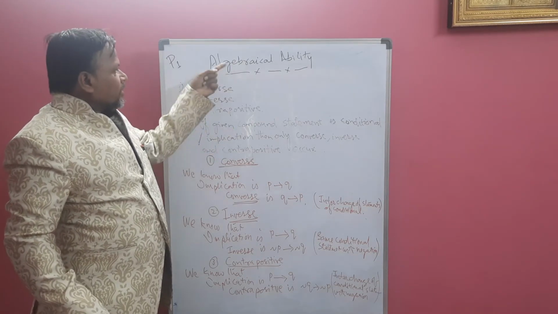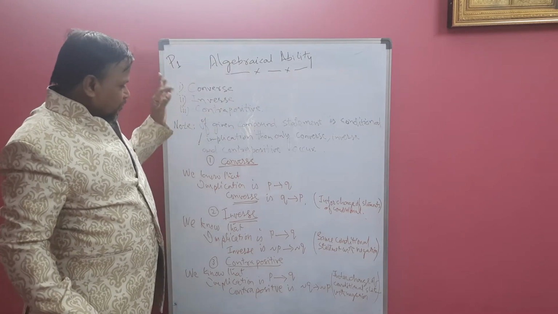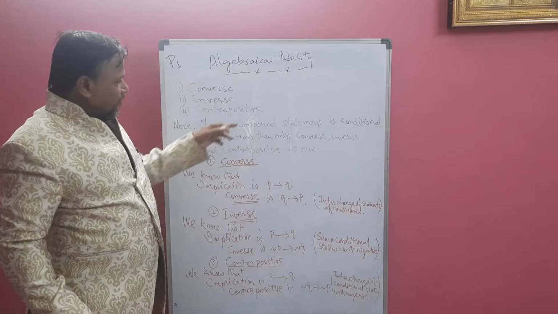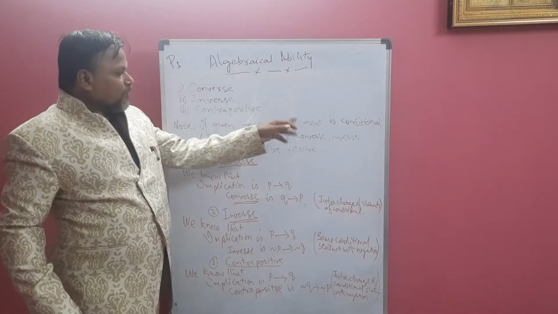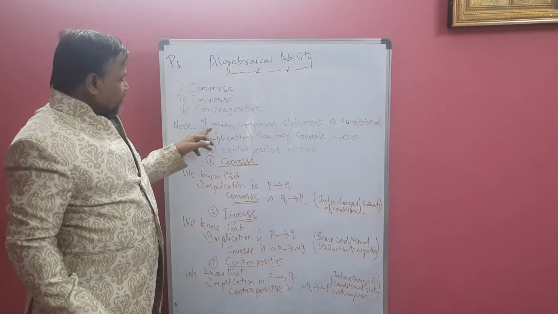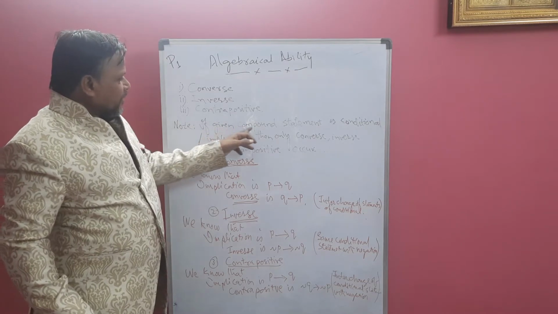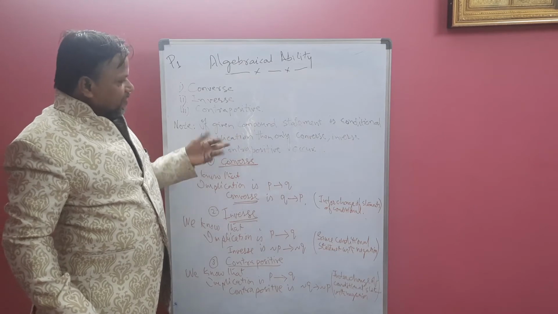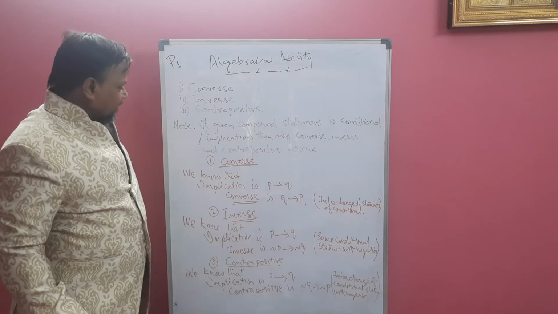For conjunction, it is not possible. For disjunction, it is not possible. For biimplication, it is not possible. It is possible only for conditional. So this note is very important. If the given compound statement is conditional or implication, both the same, then only converse, inverse and contrapositive occur.